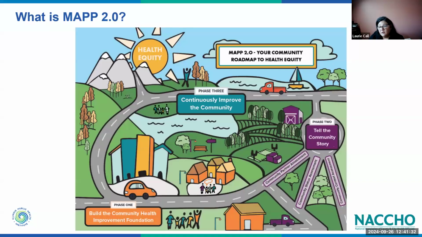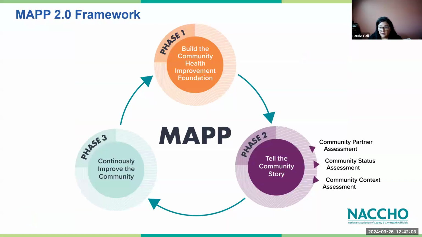So MAPP 2.0 is really a framework, but it's a roadmap as well, a roadmap or a guide to health equity. The purpose of this assessment and planning process is health equity. It's embedded throughout the process, and it's also intended to be the outcome or the result of doing this. You might remember that they had a visual that looked like this in the past, and people really liked it and it resonated with some folks. And then other folks prefer a visual more like this, where you see the components and the phases.